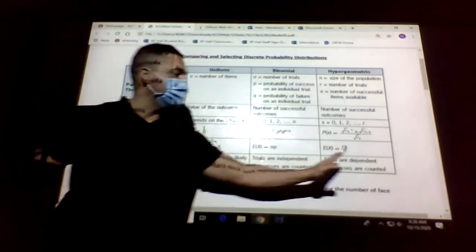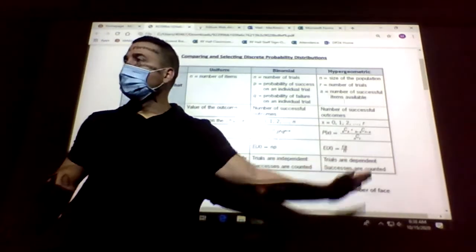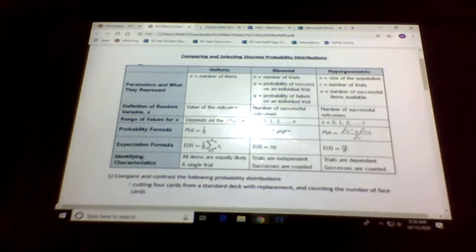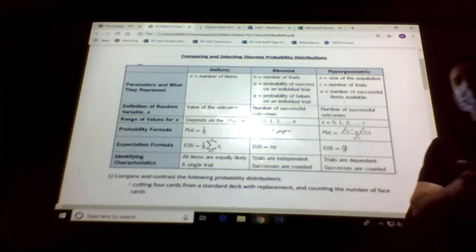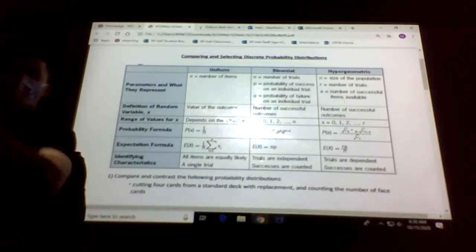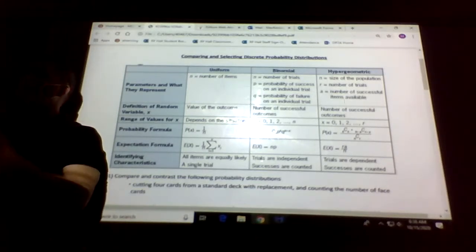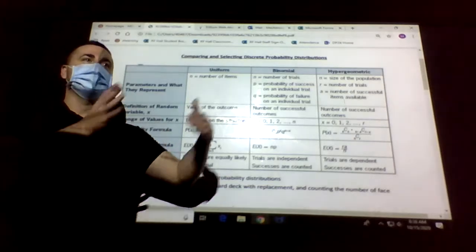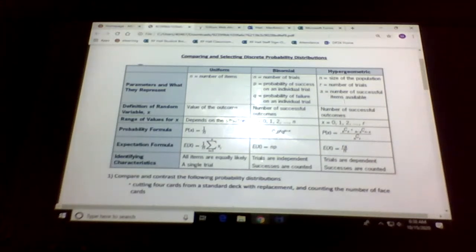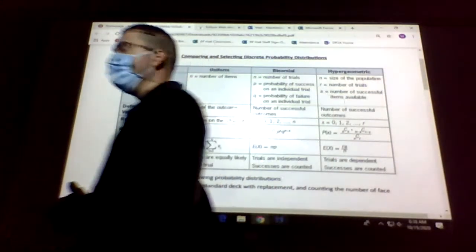With multiple trials, we get to the next two, binomial and hypergeometric. Binomial is for independent events, so one event does not affect the probability of the next event. The example we used, and a lot of you put on the test, was when people have children. The sex of one child will not affect the sex of the next child. Each event is different. That would also include cutting a card from a deck and then putting the card back.